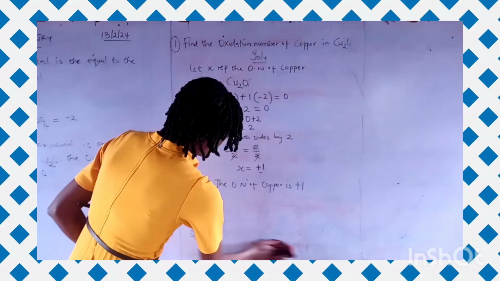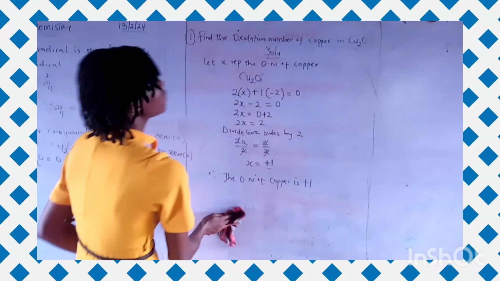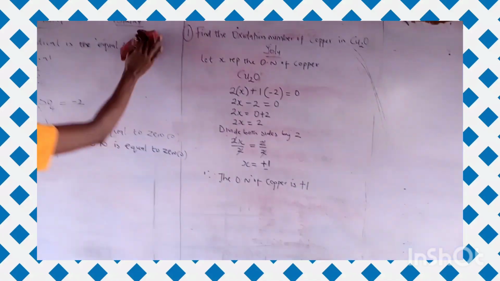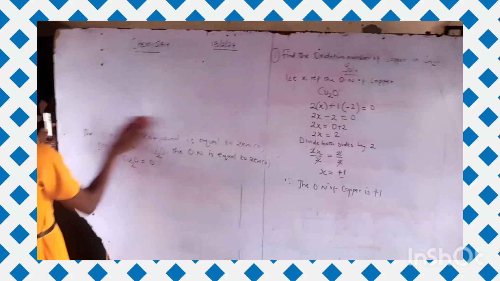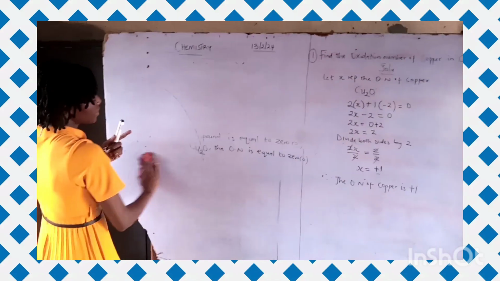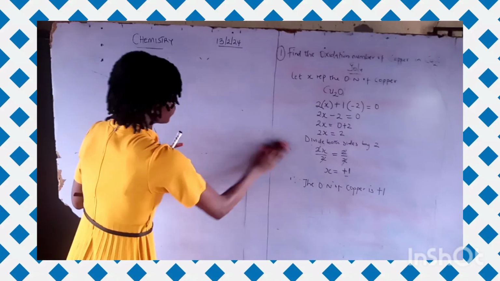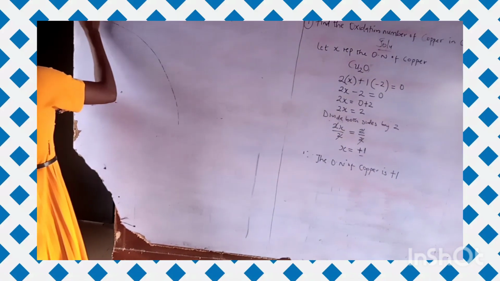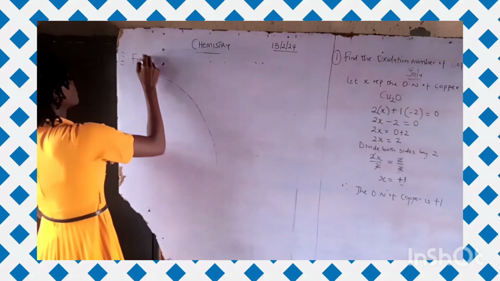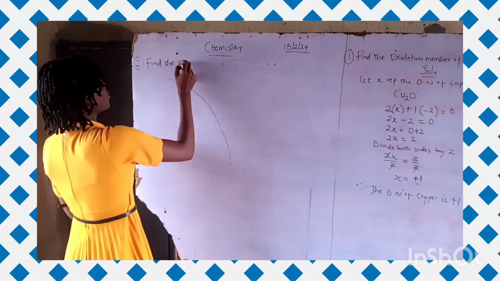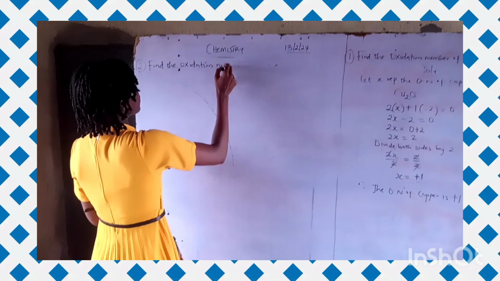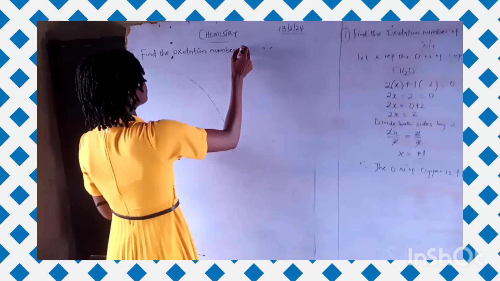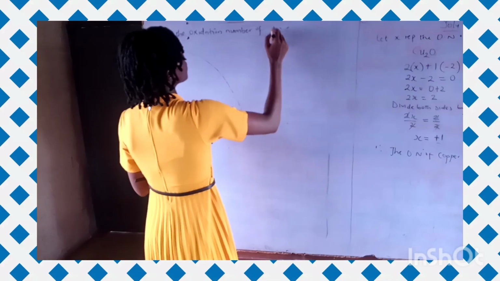So I'm going to add one question, then I'll give you work to solve. You're going to put that in the comment section below. Question 2 says find the oxidation number of phosphorus.